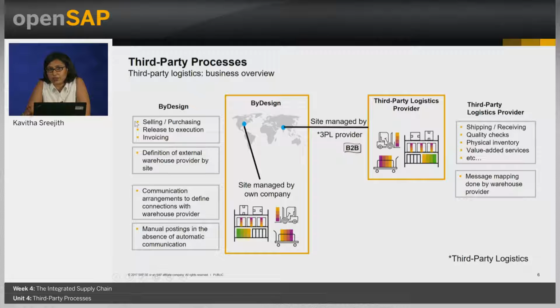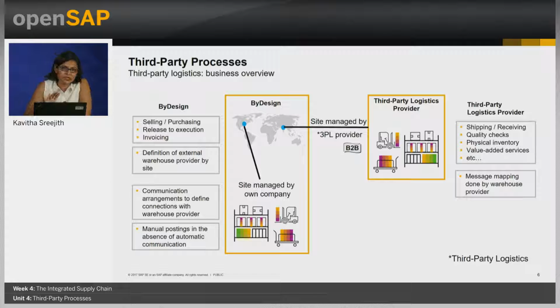A communication arrangement must be set up which will help in the exchange of messages electronically between the Business by Design system and the 3PL provider system. These are B2B messages, that is business-to-business interfaces following the UN or EDIFACT standard. Note that in the absence of or failure of automatic communication, maybe due to some unforeseen circumstances, systems going down, a manual option is available to create the inbound and outbound delivery. At the third-party logistics provider side, the mapping of the interfaces used for the message communication must be taken care of by the warehouse provider.